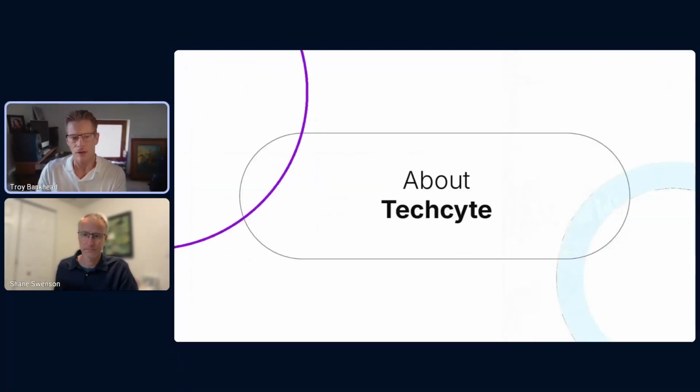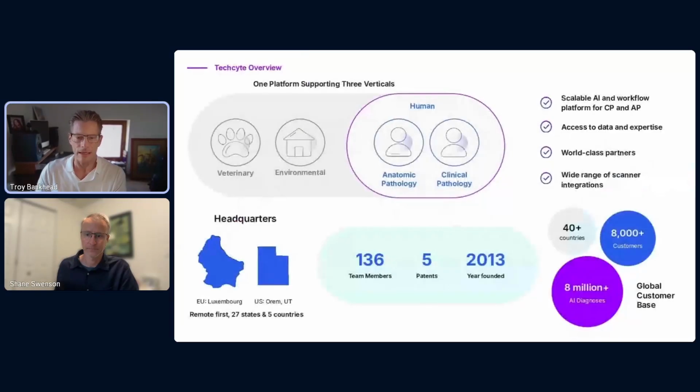So really briefly, a bit about Techcyte. We've been around since 2013, and we started in, of course, the human field, but we have two other verticals, the veterinarian and environmental fields, which early on not only helped finance our development of our human algorithms, but allowed us to prove out and scale our operations worldwide. And today, what we are is a very scalable AI and workflow platform for both clinical pathology and anatomic pathology.